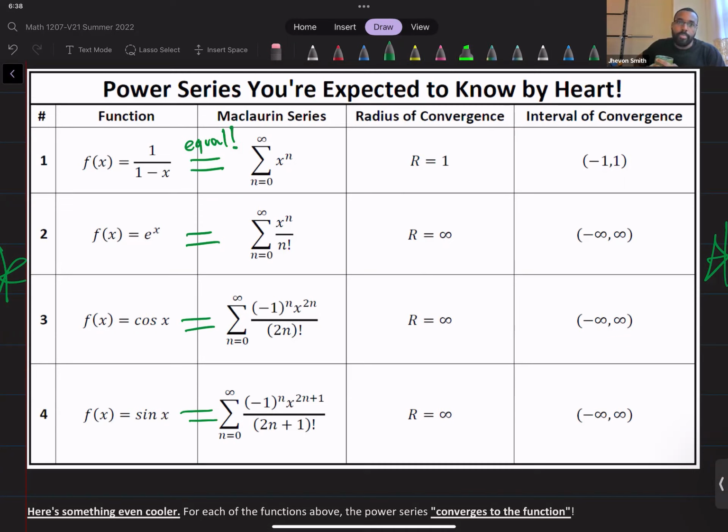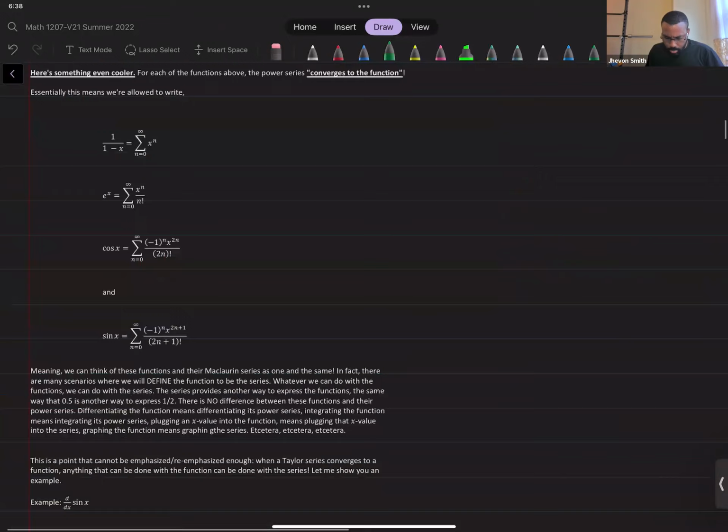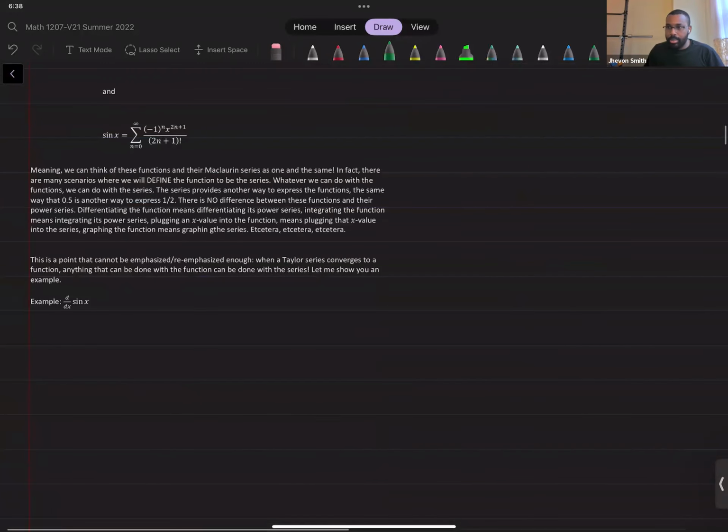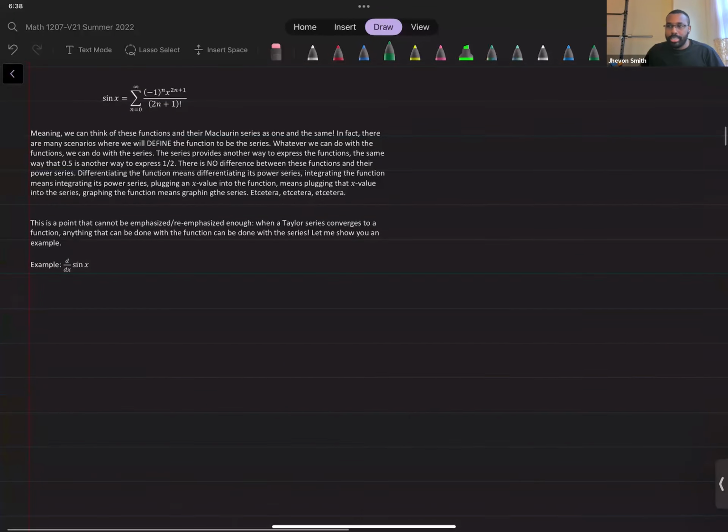These are one and the same. Anything I can do with the function in the first column, I can do with the function in the second column. These are exactly the same. And in fact, let me show you an example. I'll come back here in a little bit, but let me show you an example.